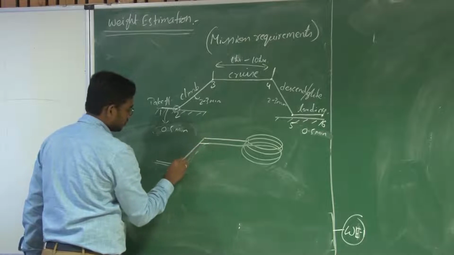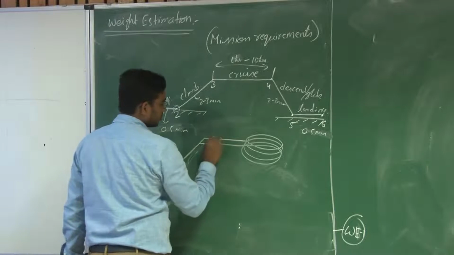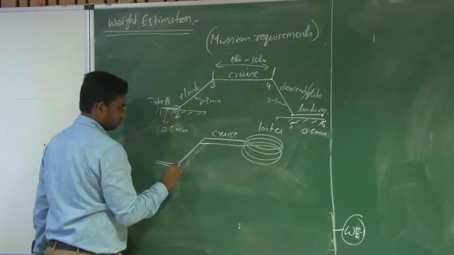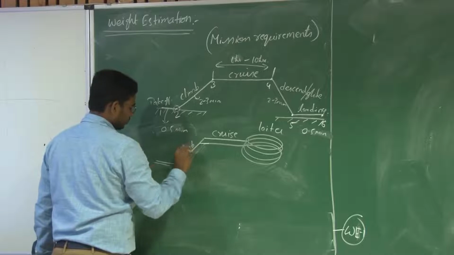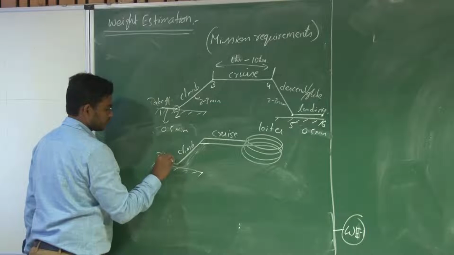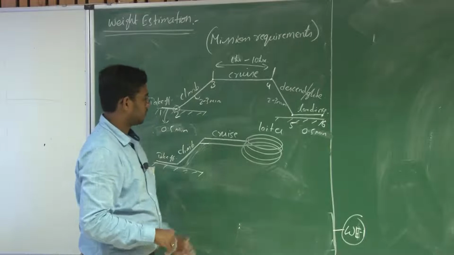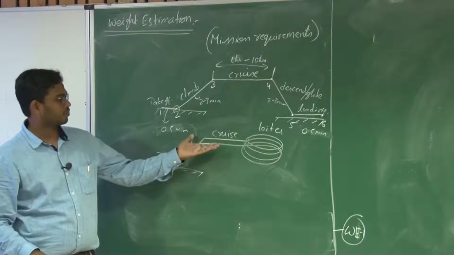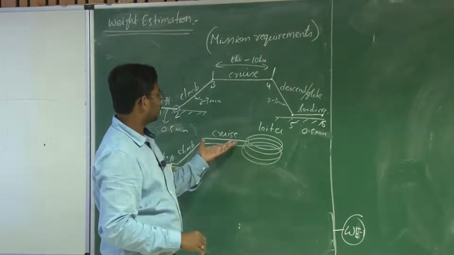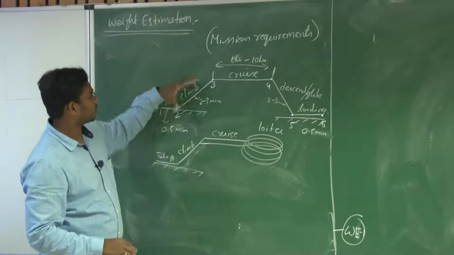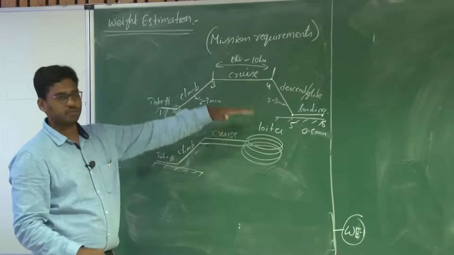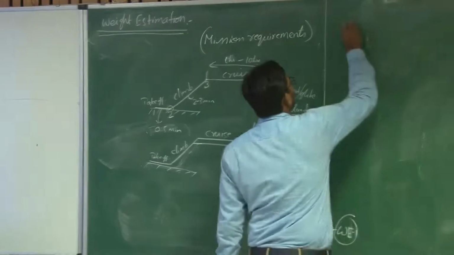So the major time of this mission is spent performing cruise and loiter, compared to climb and takeoff. So we need to figure out the fuel loads for cruise and loiter. At the same time, let us look at the historical database for the fuel ratios of various mission segments.